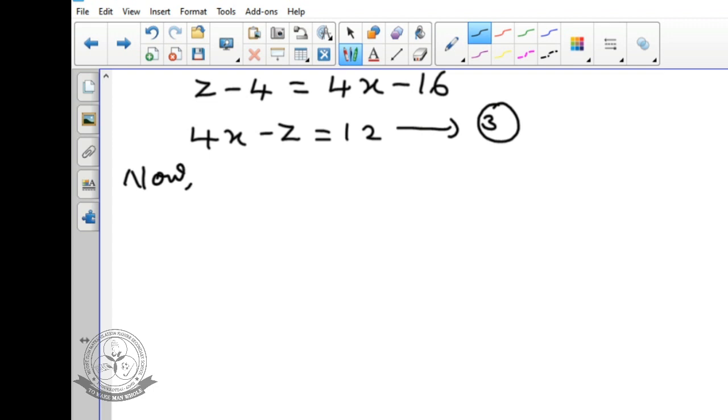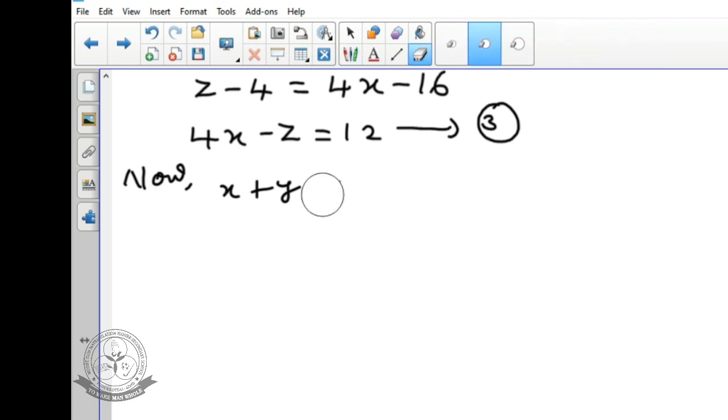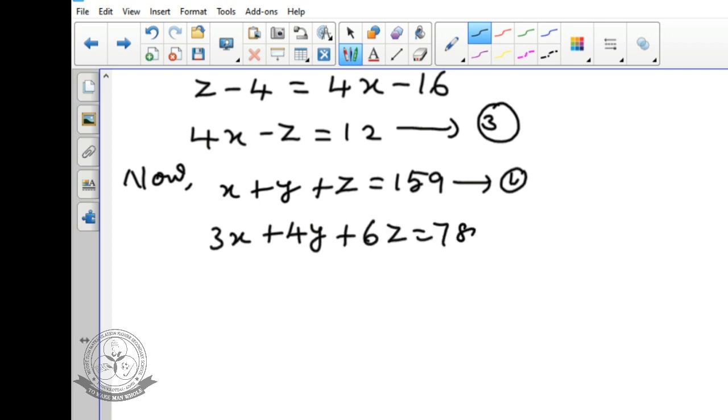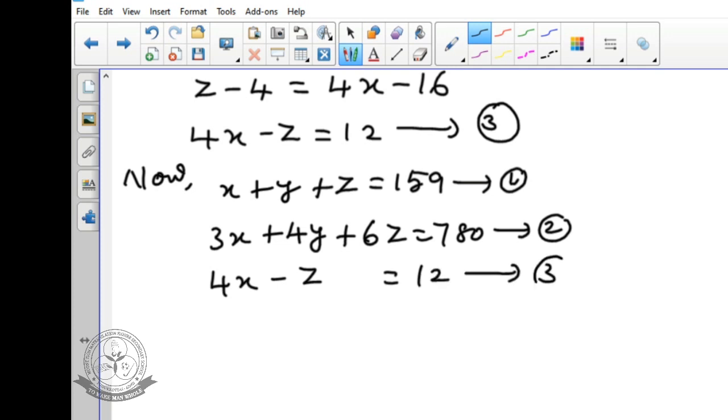Now we have to write the 3 equations. What are our 3 equations? The first one is X plus Y plus Z equal to 159. This is equation number 1. The second equation is 3X plus 4Y plus 6Z equal to 780. This is equation number 2. Next, 4X minus Z equal to 12. That is equation number 3.